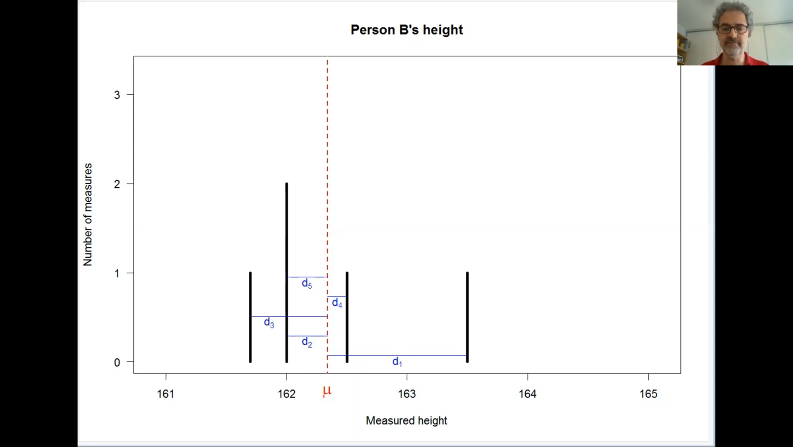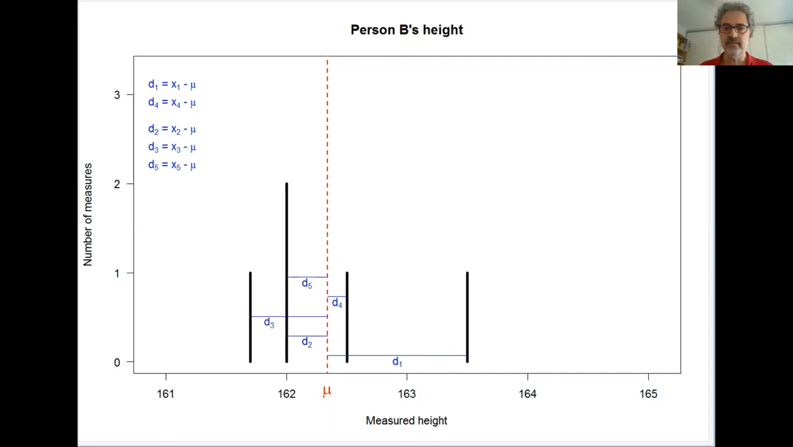d1 is the difference between the first measurement, designated x1, minus this value, which we don't know yet, but we can still write that d1 equals x1 minus mu. So the first distance equals the first measurement minus this position, whatever it turns out to be. And we can do the same for the other values that were reported. So we have 5 distances from this hypothetical line, and these are the 5 differences of the actual observations.